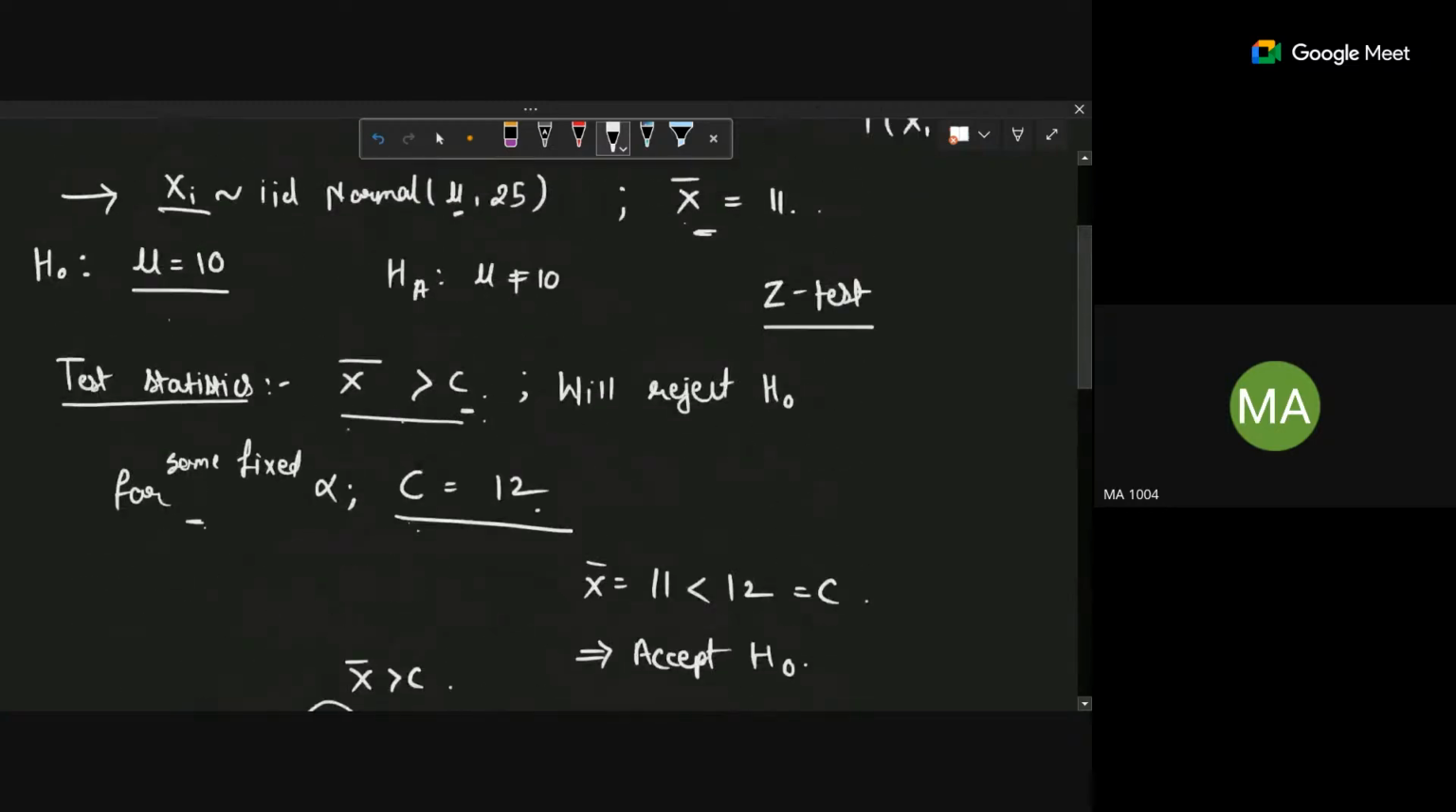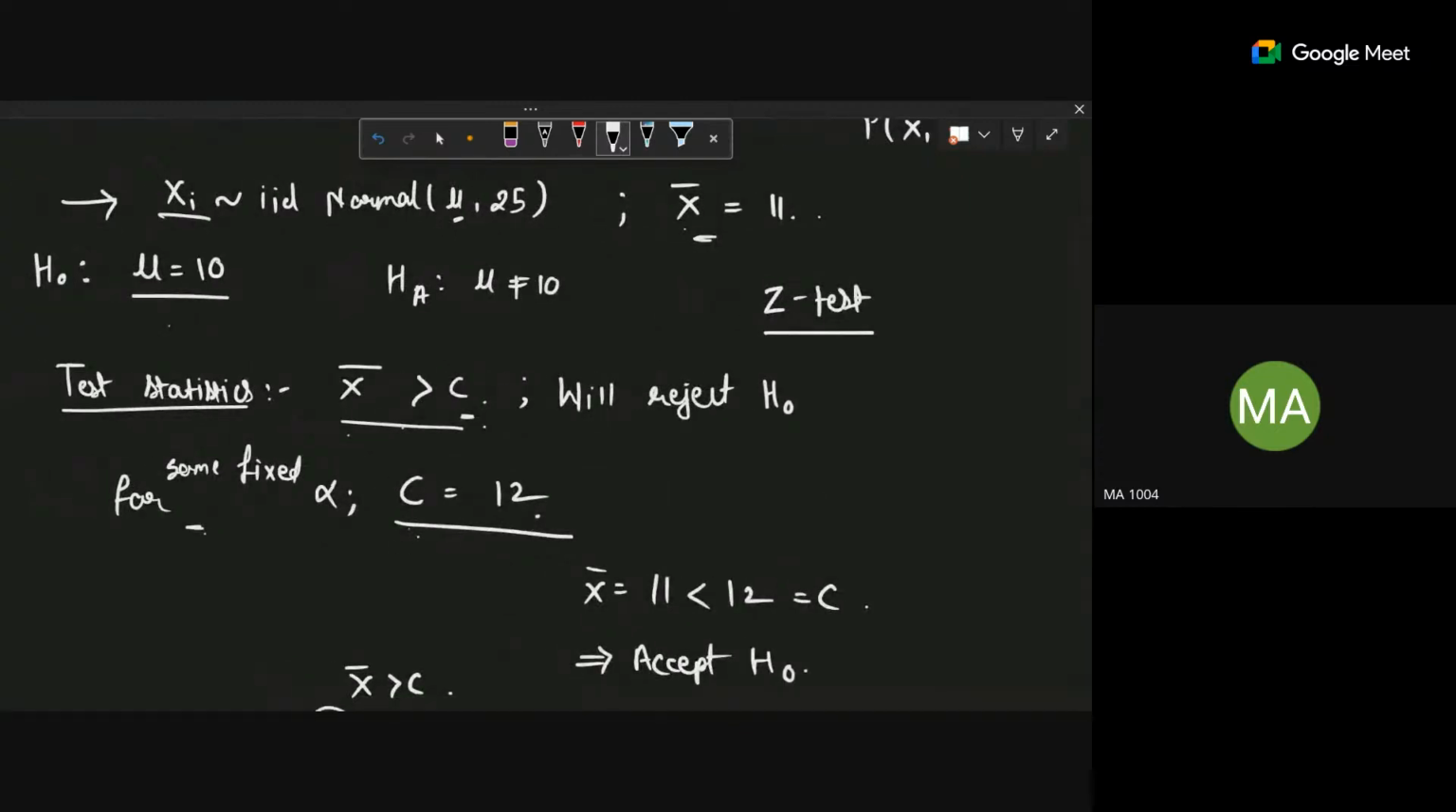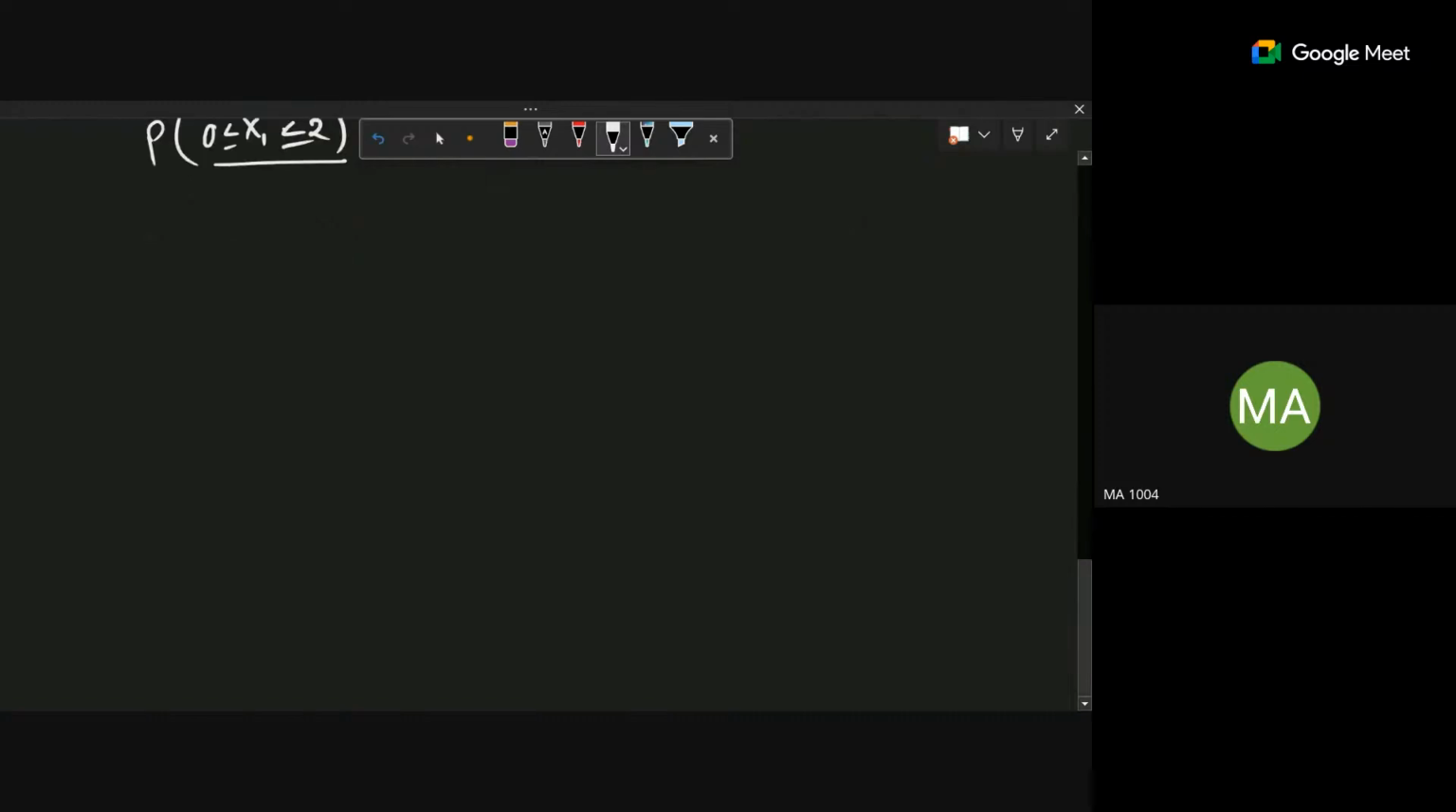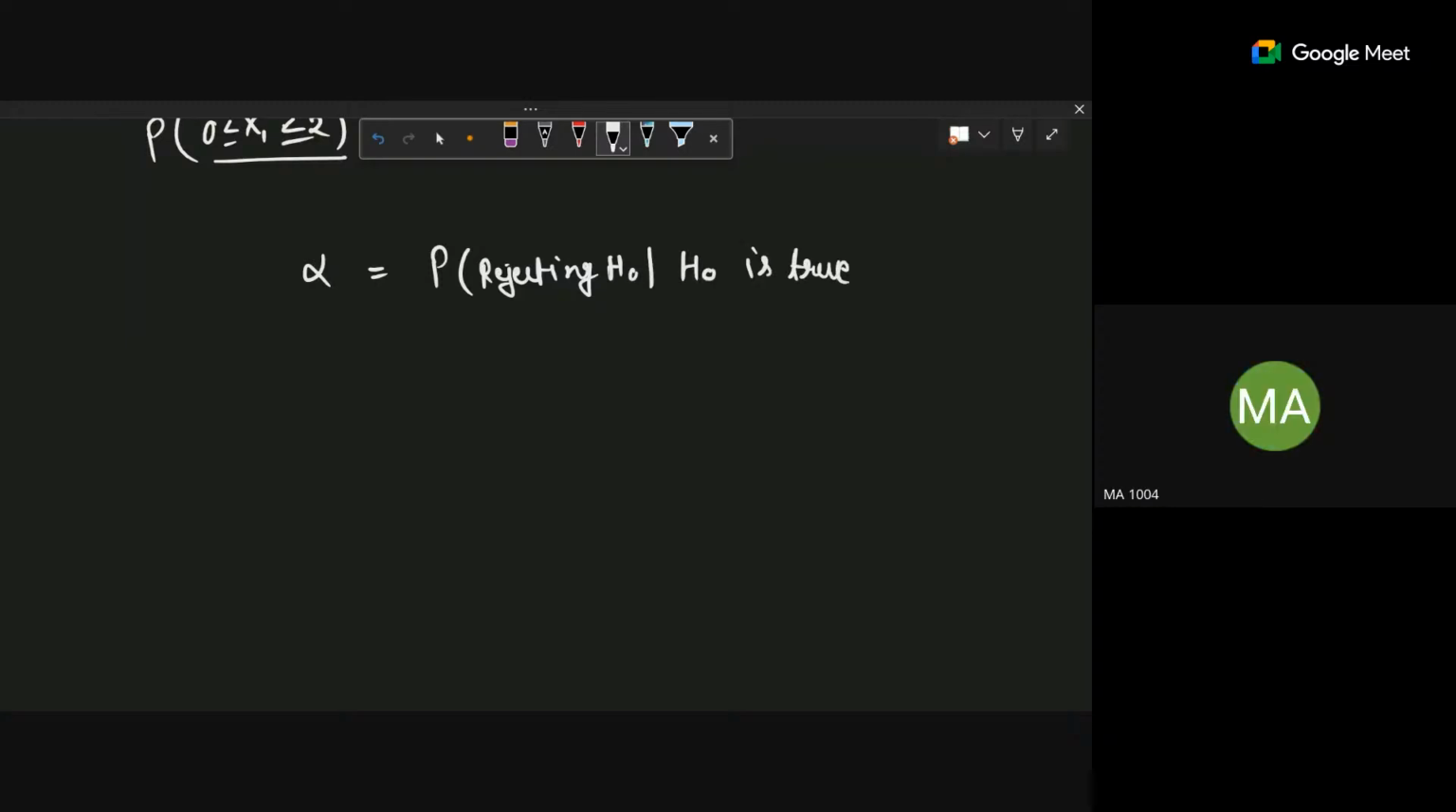In this kind of question, whenever X bar is greater than c and we are deciding whether to accept the null hypothesis, we find our significance level, that is the probability of rejecting H naught when it was true. In mathematical terms, this is the probability of X bar greater than c, given that mu is equal to 10, in our question. What will you do next? You will write X bar minus mean upon sigma by square root n, where sigma was 5.